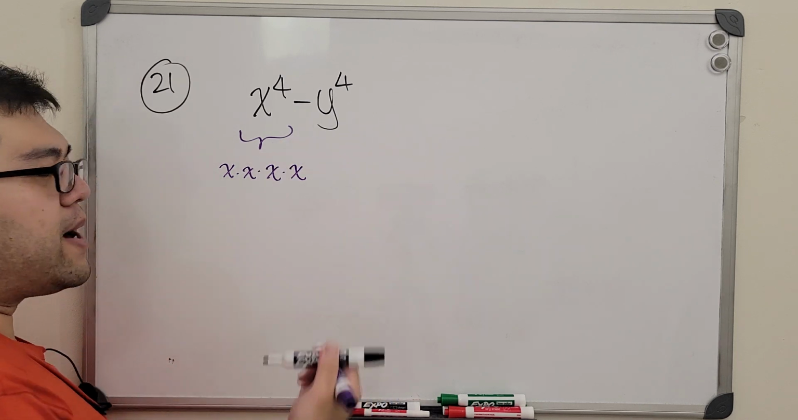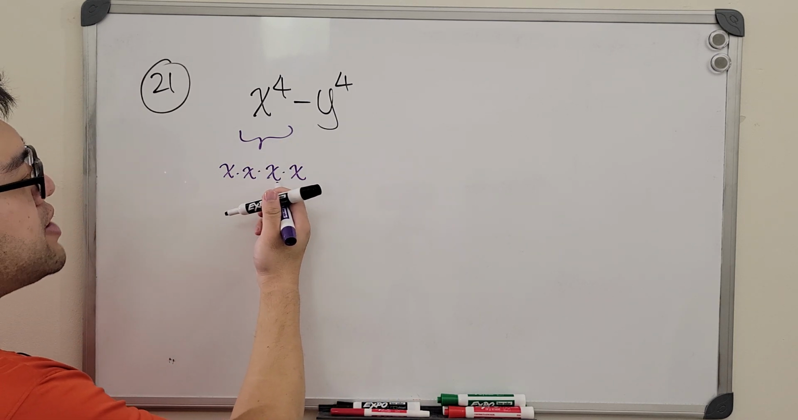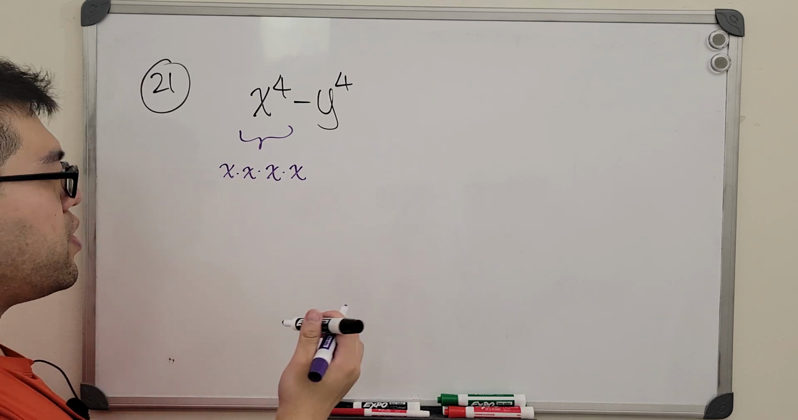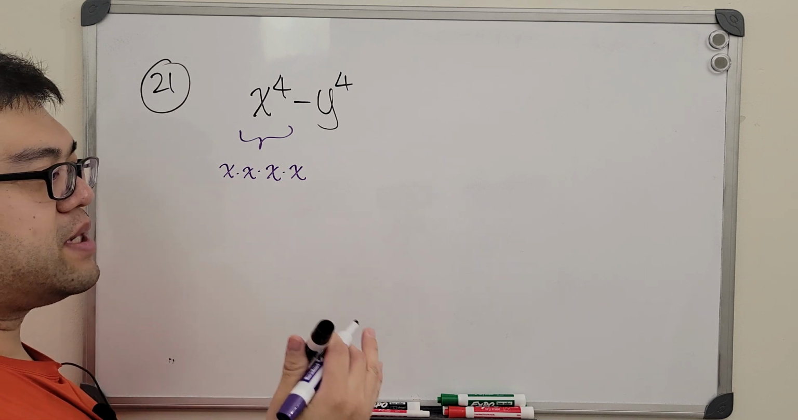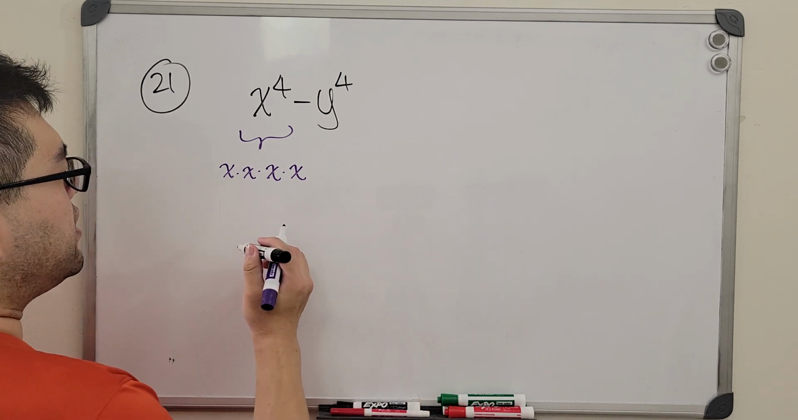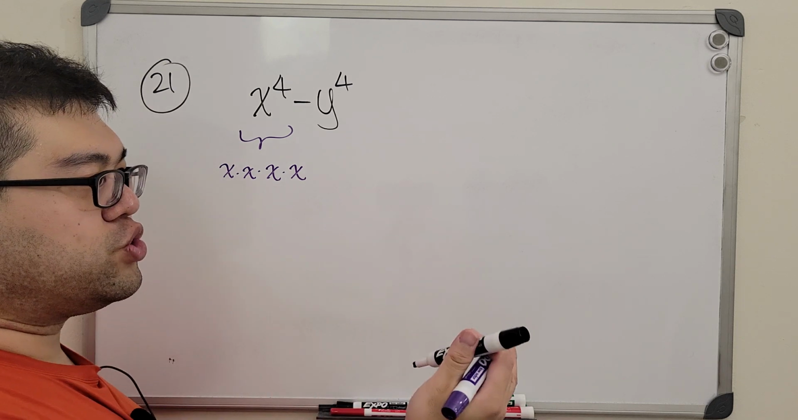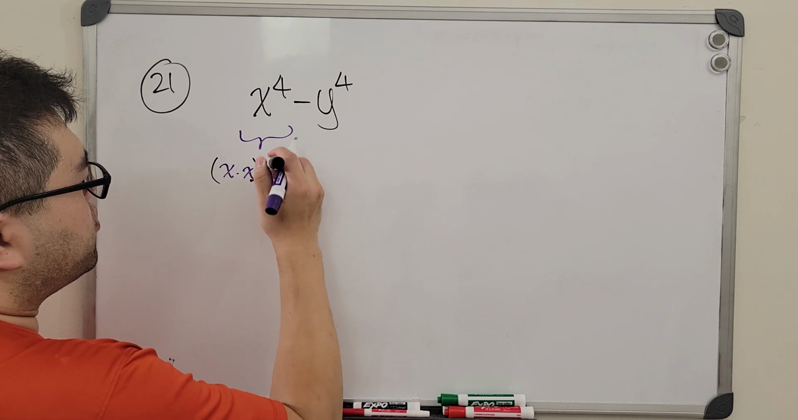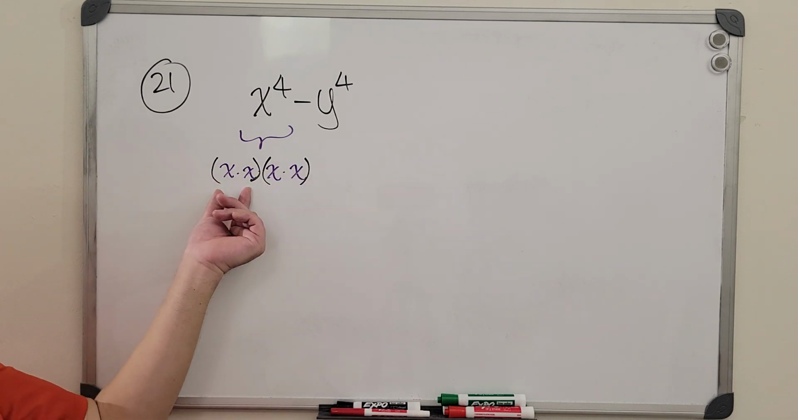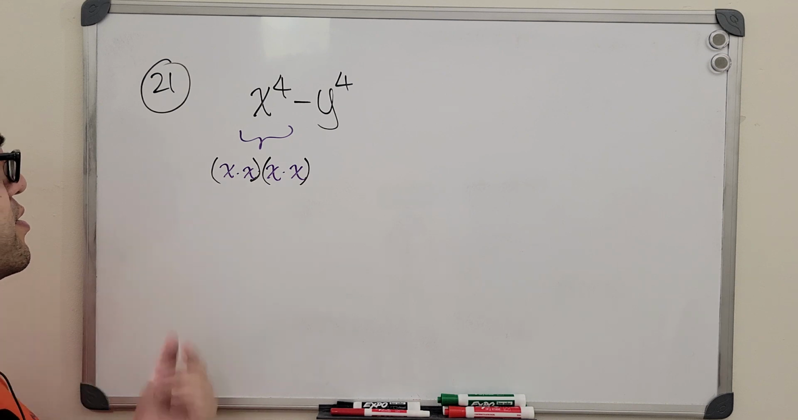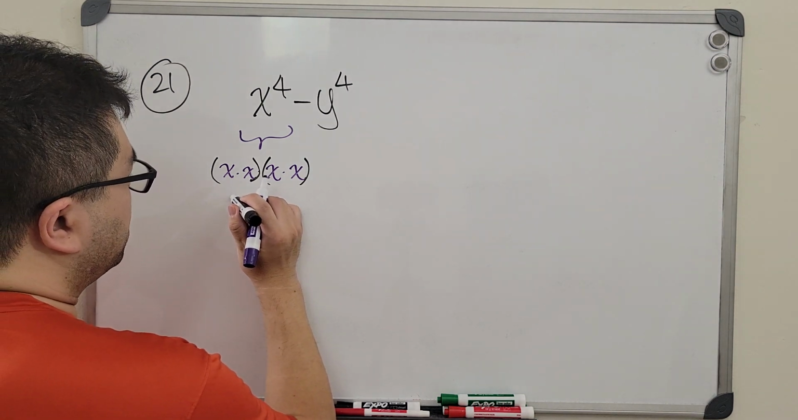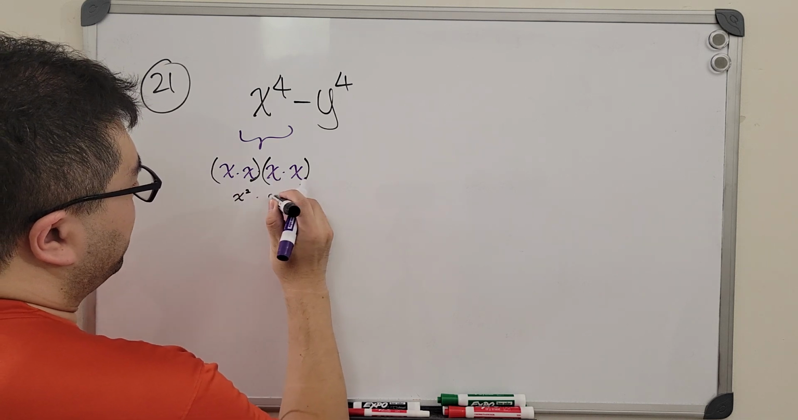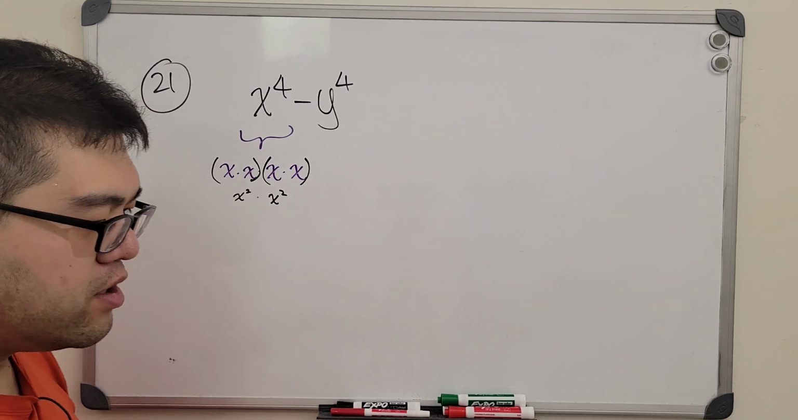So x to the fourth power means that we have x times x times x times x. Then how can we rewrite it into something square? Well, square means that it has something times itself. In other words, how do we break it into 2 groups so that each group has the same amount of x? In this case, we can just break it like this. We'll group 2 x's together so that each group turns into x squared. And then we have x squared times x squared.